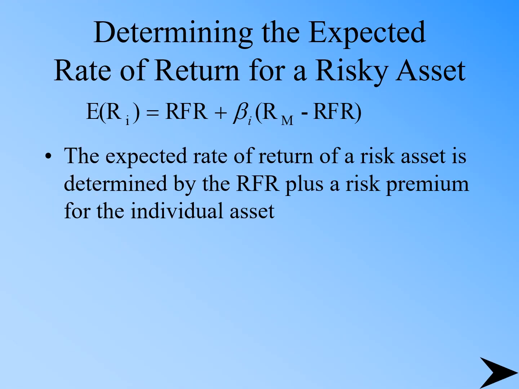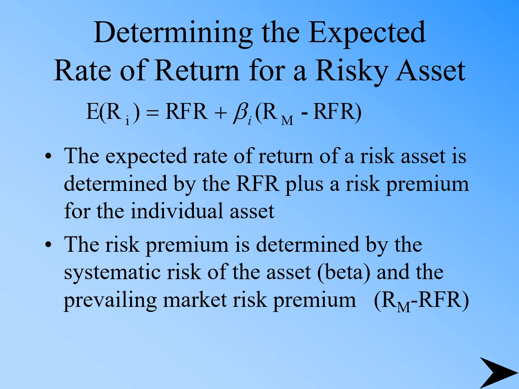Determining the expected rate of return for a risky asset. The equation is expected Ri is equal to the risk-free rate of return plus beta i into (Rm minus RFR). The expected rate of return of a risky asset is determined by the risk-free rate of return plus a risk premium for the individual asset. The risk premium is determined by the systematic risk of the asset, beta, and the prevailing market premium, which is Rm minus RFR, the excess return on the market portfolio.